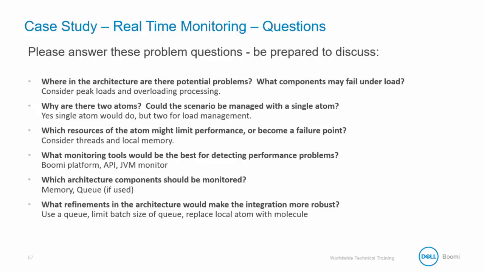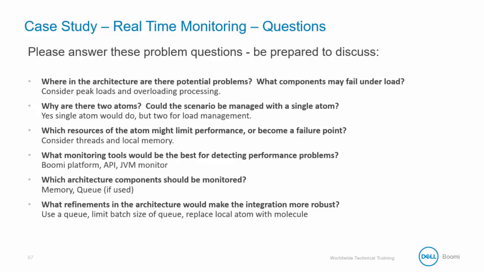The second question is, why are there two atoms and could the scenario be managed with a single atom? So first, you could use a single atom which could expose a website and process the document requests. In this particular scenario, there are two atoms to provide better tools to manage the load.